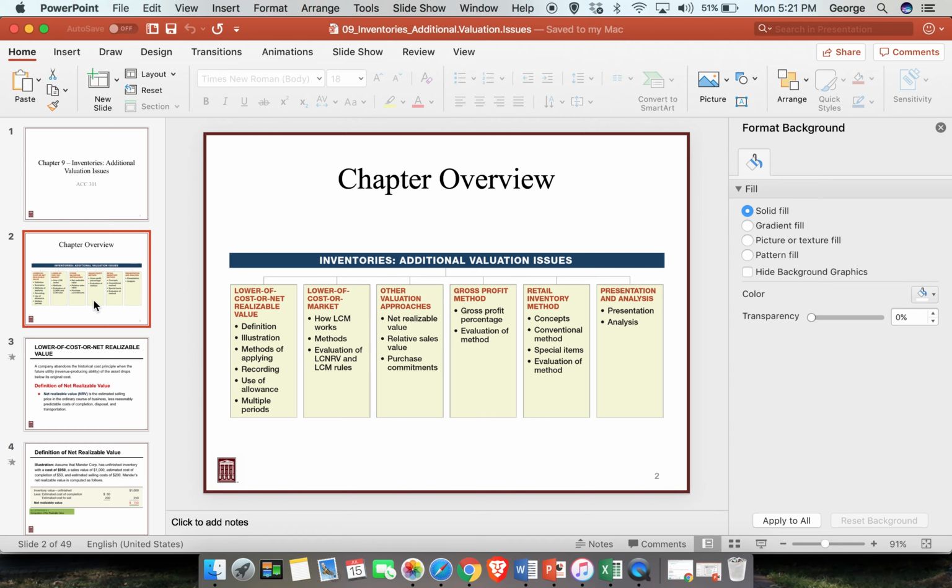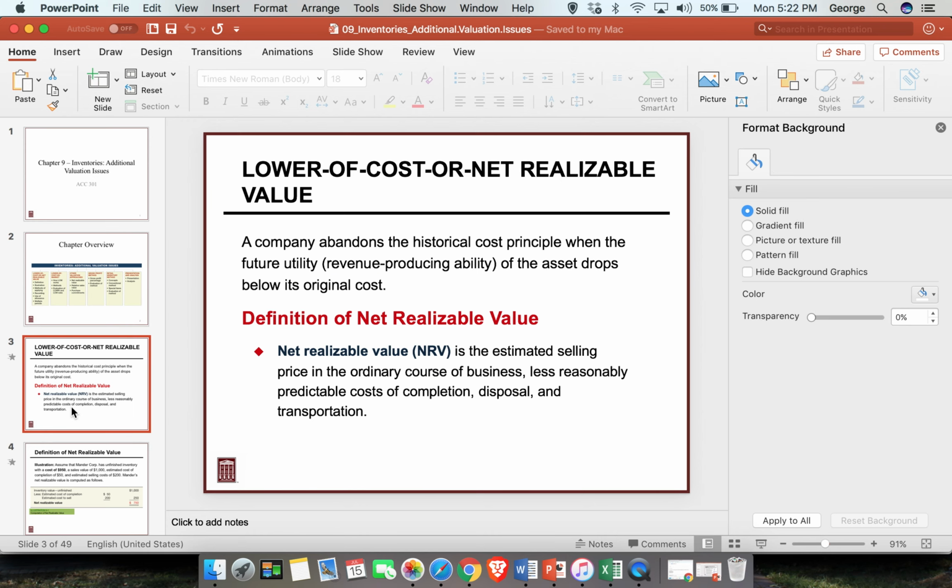Same thing with the retail inventory method, which is similar to the gross profit method. It's really used for clothing retailers. So we'll look at the concepts involved, and then there are two approaches: the conventional method and the cost method. And then we'll evaluate it. And then at the end, finally, we'll look a little bit at the presentation of our inventory items on the financial statements.